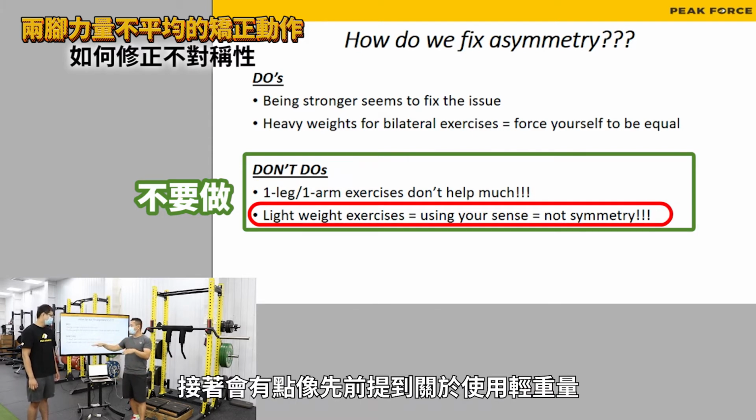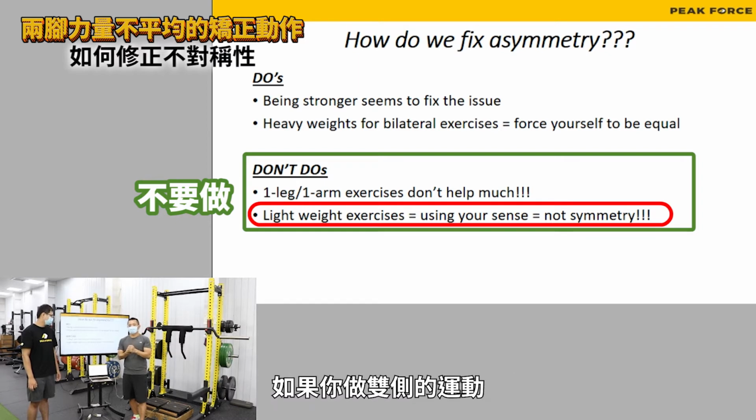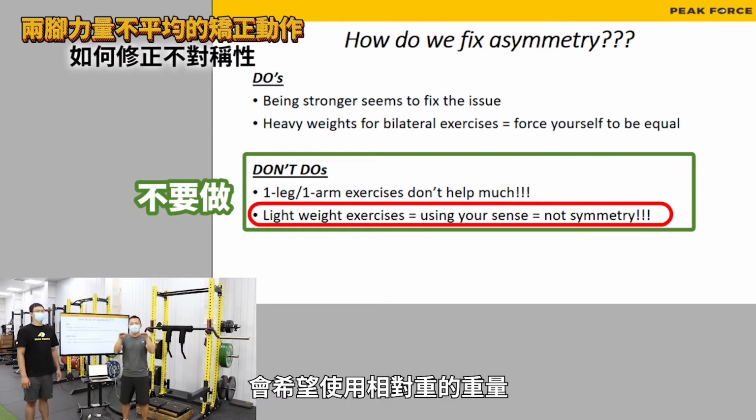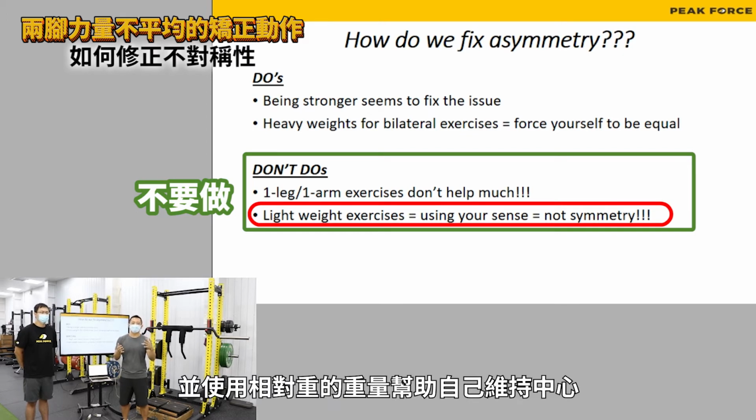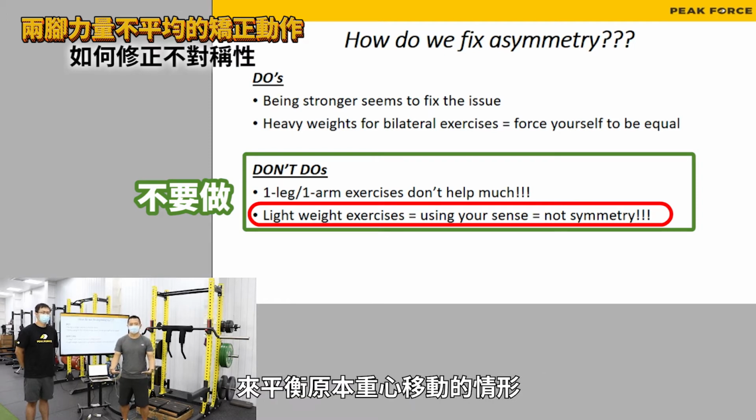And then kind of leading to previous discussion about using a light weight. Okay, so if you're doing a bilateral exercise, you want to do fairly heavy weight to make yourself equalize. Okay, so you have to do bilateral exercise, and then you have to use a fairly heavy weights in order to keep yourself in the center to equalize the weight shifting.